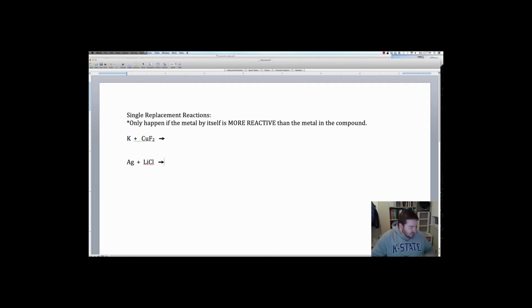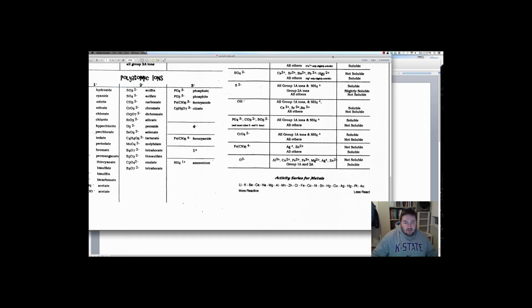But does this reaction actually take place? Is the silver more reactive than lithium? Which means, is the silver strong enough to come over here and kick lithium out and take its place? So that's what we got to figure out. So again, we go back to our periodic table. I go to my activity series for metals. I find silver, which is way over here. I find lithium, which is the very beginning of the list.